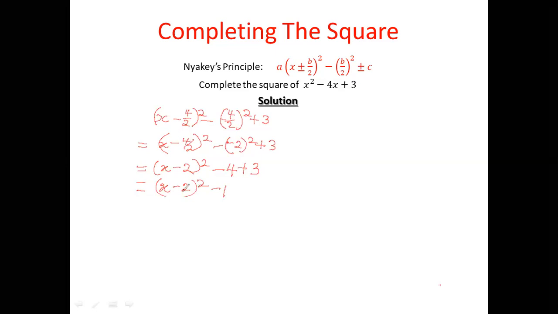So in this solution, you can see that it is in the form a into x minus p, bracket close, plus q. So the value of p represents your 2, and the value of q represents -1. So that is one thing everybody must look at.